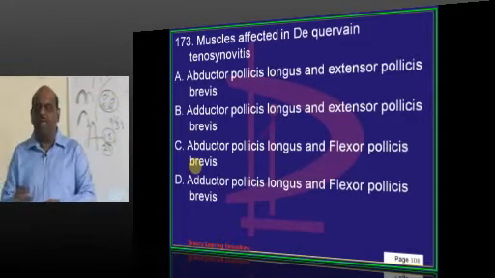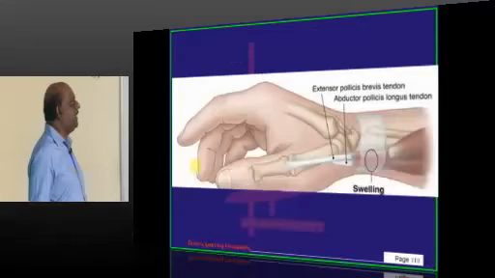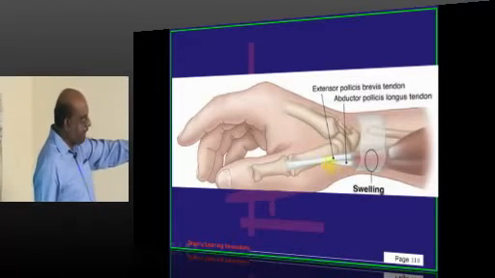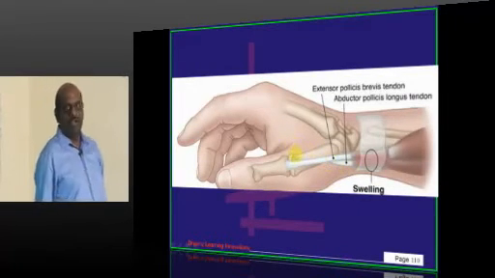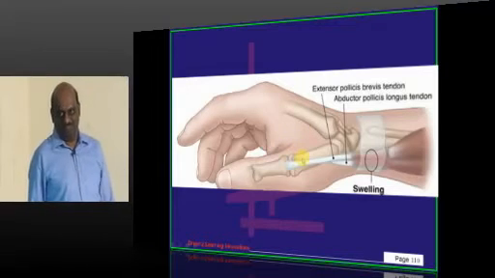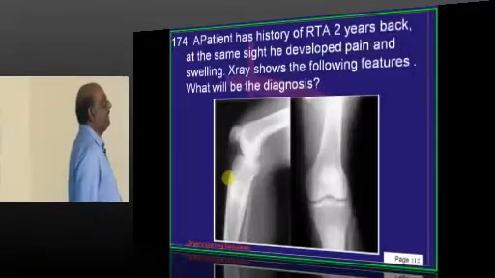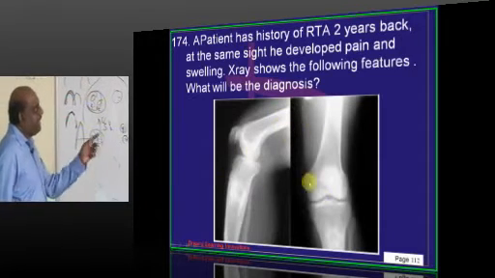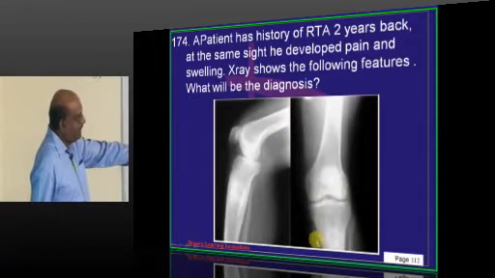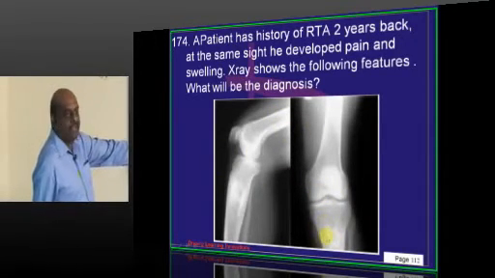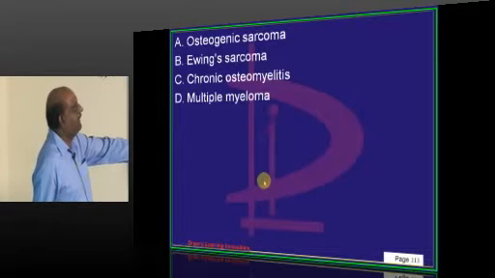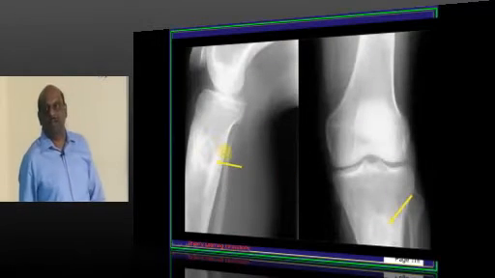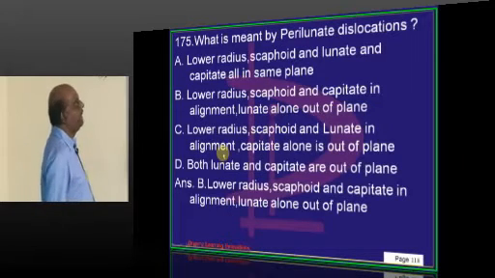De Quervain tenosynovitis. What are the two important tendons involved? Extensor pollicis brevis and abductor pollicis longus. The thumb tendons are the ones which are affected. The patient has a history of road traffic accident and X-ray showing the presence of onion skinning. Onion skinning is a feature which you see in case of chronic osteomyelitis, is what you need to remember.